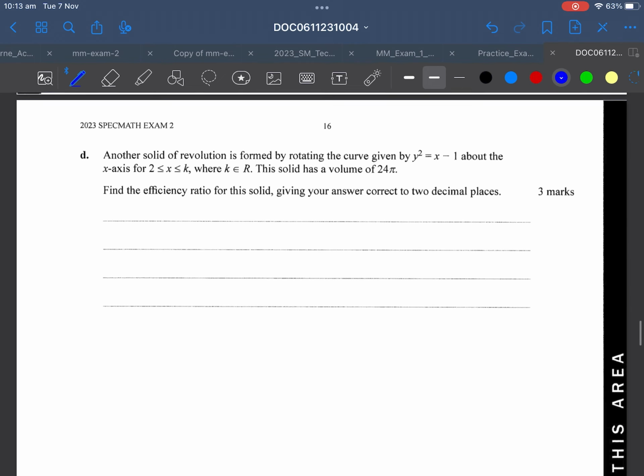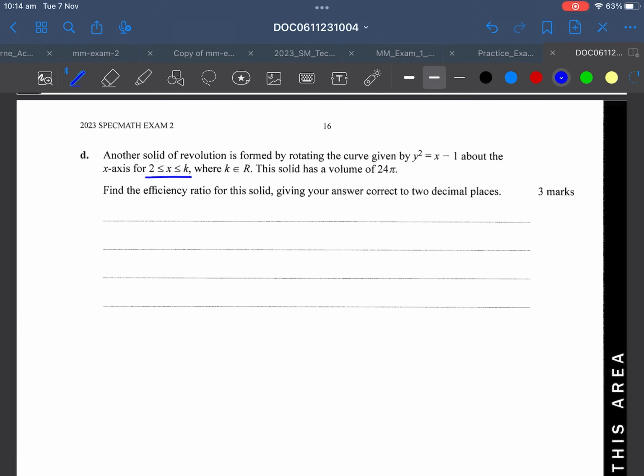Okay. Another solid of revolution is formed by rotating the curve given by this. It's the same curve about the x-axis, again the same axis as well. And for this domain, 2 to k, where k belongs to all real numbers, this solid has a volume of 24 pi. So we find the efficiency ratio of this solid, giving the answer correct to 2 decimal places.